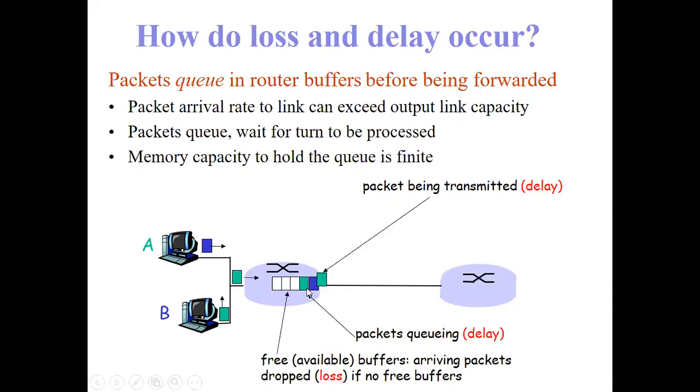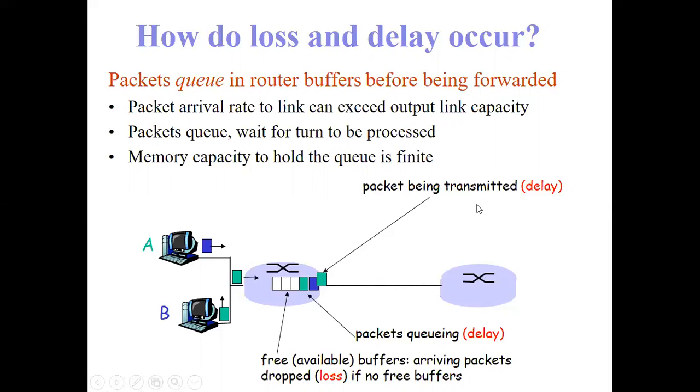So what you see there is a queue. Packets are in a queue. This is what we call a delay. Those white slots mean that they are available, it's not yet full. So free available buffers: arriving packets are dropped, lost, if there are no free buffers. If there are no free buffers, definitely the packet which follows has to be dropped.